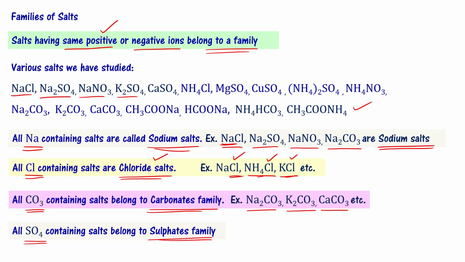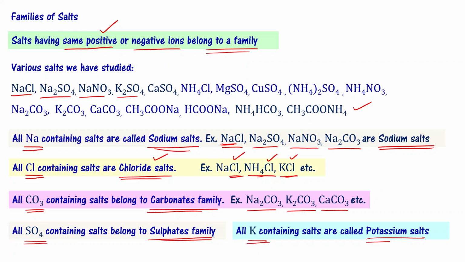Please note this. All K containing salts, potassium containing salts, belong to the potassium family, or they can be called potassium salts, right? You have carbonates, you have acetates, all sorts of possibilities are there, right? Try to understand the concept. Sodium containing salts are called sodium salts, or the family of sodium salts. Chloride containing salts belong to the chlorides family. Carbonate containing salts belong to the carbonates family, like that. Understood?